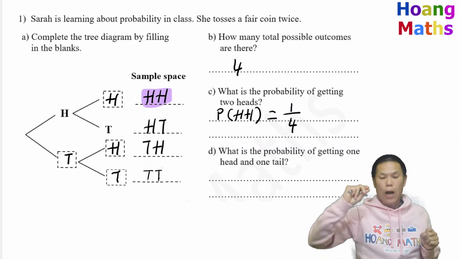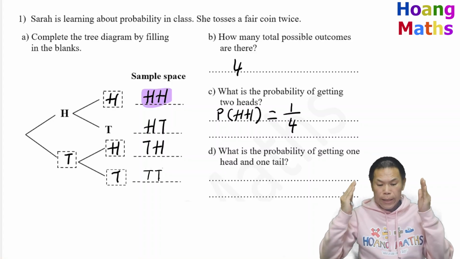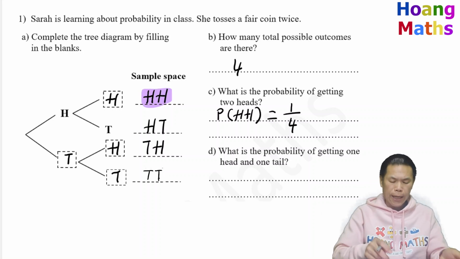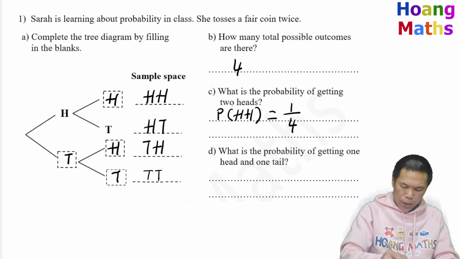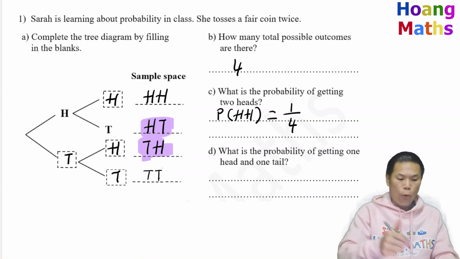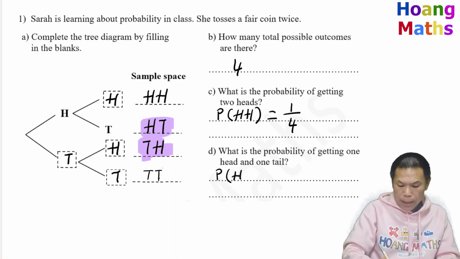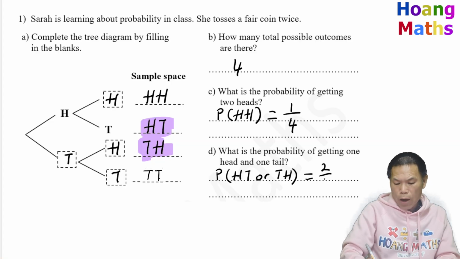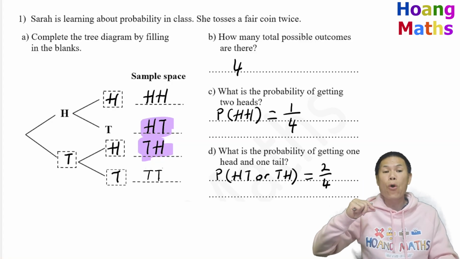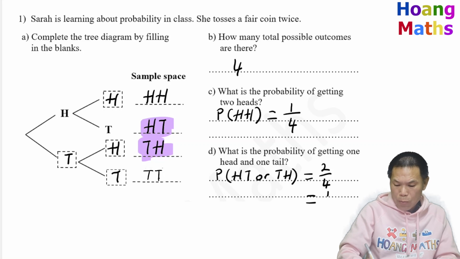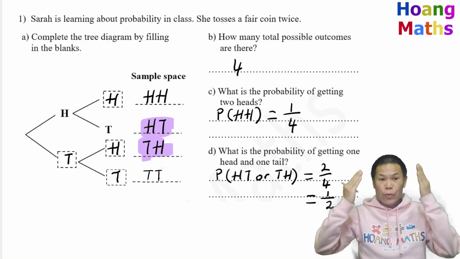So there you go. Part D, what is the probability of getting 1 head and 1 tail? So it's in any order in this case. So 1 head, 1 tail. So head, tail, or tail, head. So 2 out of 4. So let me write this down. Probability of getting head, tail, or tail, head. So that is 2 out of 4. But then 2 out of 4, we can simplify this. So it gives us a half. So the answer is 1 over 2. There you go.